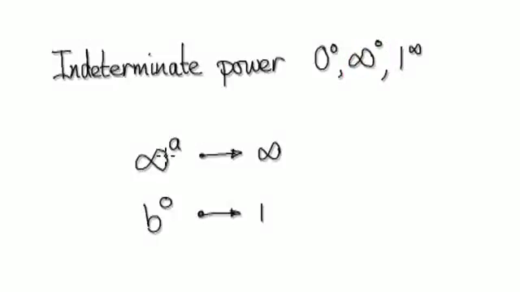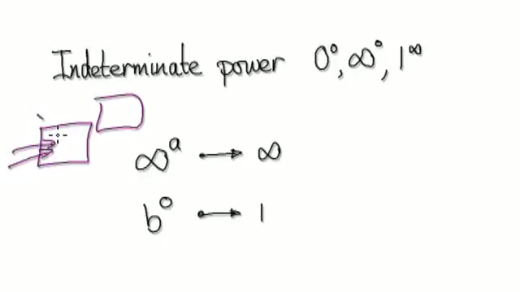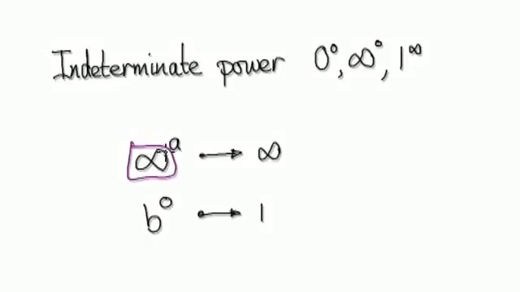So here's another case where it's indeterminate. If you have infinity to the power of 0, then it will be an indeterminate form. So here you've got something that's heading towards very, very, very big, and here you've got something that's heading towards 0. Whenever you get this scenario, it is an indeterminate form, because if you have infinity to the power of a number here, it will head towards infinity.